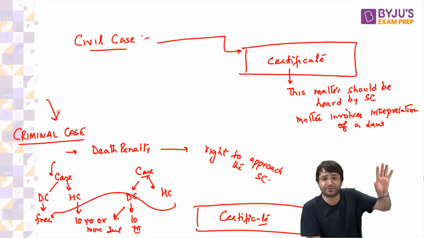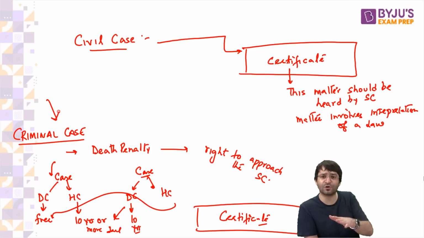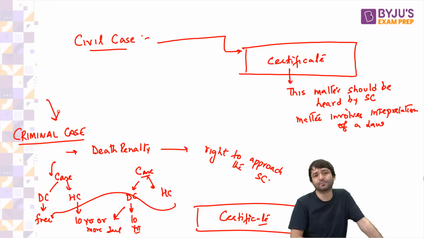The accused is set free. The state would want the certificate, then it can approach the Supreme Court. Or if the district court says, no, you are free, you're not guilty, and the High Court says you are guilty, sentenced to 10 or more years in jail, you need to take the certificate and approach the Supreme Court.